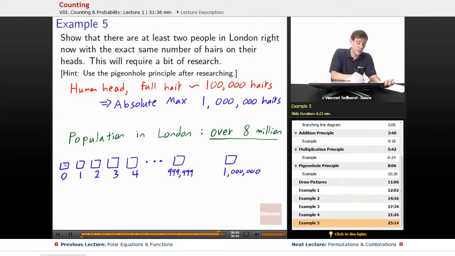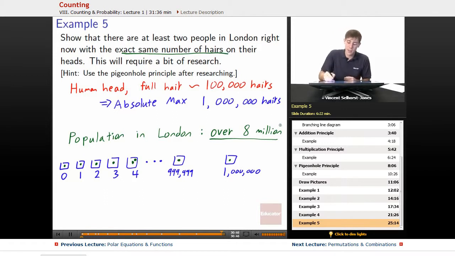That means when we go through the first 1,000,001 people, unless two people already wind up having the same number of hairs on their heads, we're going to go all the way up from 0 to 1,000,000 with each person having a unique number of hairs on their head. But as soon as we get to the 1,000,002nd person, they're going to wind up having to go into the same box as someone else. They'll have to share. So we've got the exact same number of hairs guaranteed. We know right this moment in London, there are somewhere in there 2 people who have the exact same number of hairs on their head.